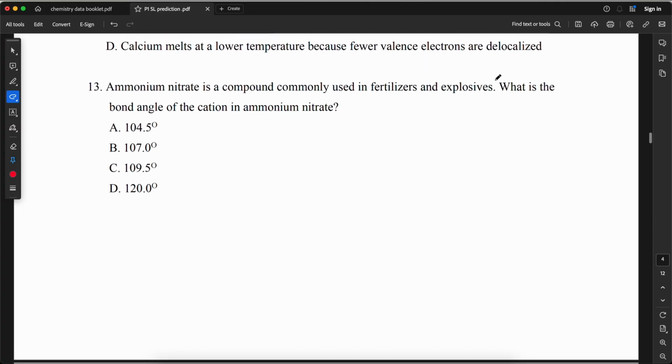Ammonium nitrate is a compound commonly used in fertilizer and explosives. What is the bond angle of the cation in ammonium nitrate? So the cation will be NH4+. Okay, it's 4 domains, so it's tetrahedral. If it's tetrahedral, the bond angle is 109.5 degrees.